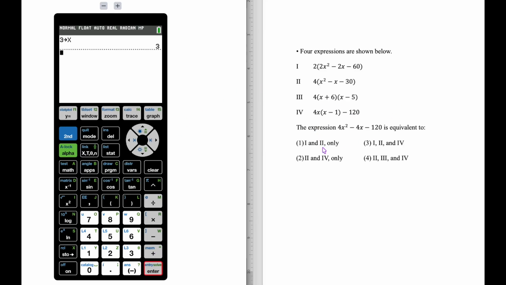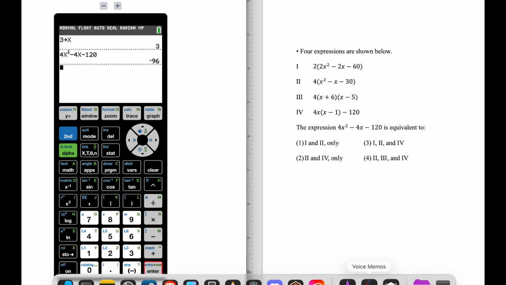Our starting expression here, 4x squared minus 4x minus 120. So -96 is going to be my target number because I picked 3 as my function store. You can pick, of course, again, any value for x you like, just not between -2 and +2. But whatever number you get, that's going to be your target number. Go ahead, try 1, 3, and 4 out, see what happens.